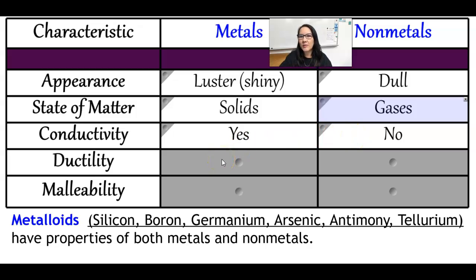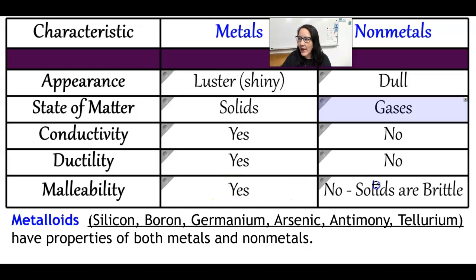Ductility means that it can be drawn into a wire. Metals can be drawn into a wire, nonmetals cannot. Malleability is the ability to hammer it into a sheet, and so metals can be hammered into a flat sheet, whereas nonmetals cannot. They are solids that are brittle and they would break apart. Metalloids, silicon, boron, germanium, arsenic, antimony, and tellurium, have properties of both metals and nonmetals.